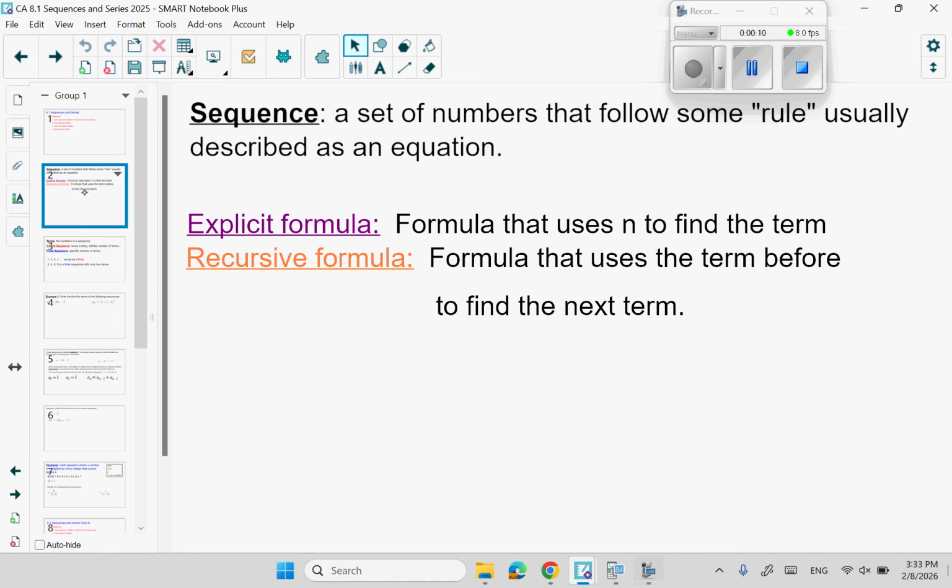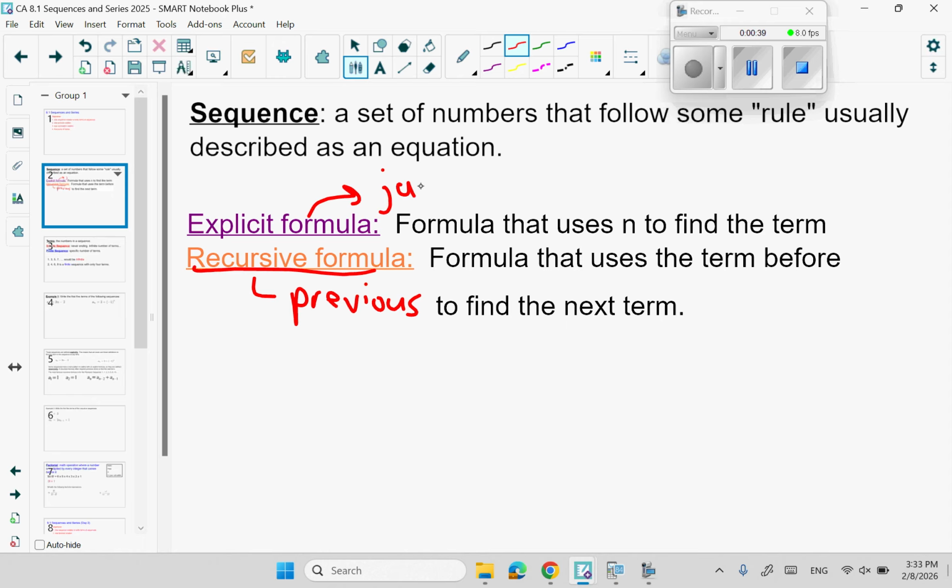So, a sequence is a number or a set of numbers that follow some rule, usually described by an equation, not necessarily an equation, and they are usually defined in one of two ways: explicitly, which is a specific formula that uses n to find the term, or recursively, which uses one term to find the next term. Recursive typically needs the previous term. With explicit, you can sort of jump around. You can jump to any term for explicit.